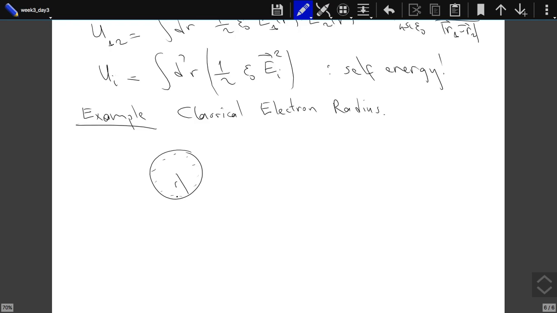What is the self-energy of this system? And we will set that the self-energy is equal to the mass of the electron times c squared. And this will tell us what the radius of the electron is. Now, we first need to evaluate the self-energy of the electron. Once we evaluate it, and it will be a function of the radius of the electron, we equate it to the rest mass energy of the electron. So that will tell us what at least the classical radius of the electron is.